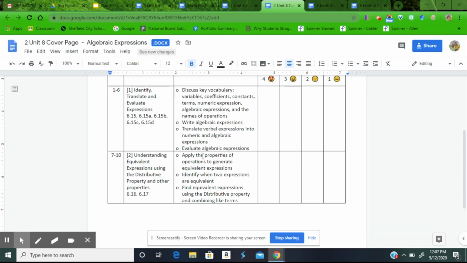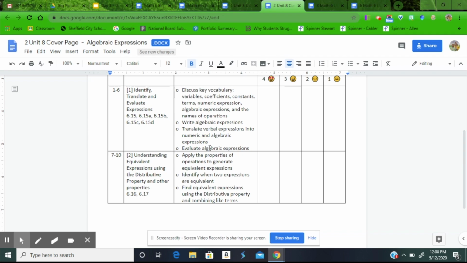So looking at Lesson 2, here are our I can statements for this lesson. I can apply the properties of operations to generate equivalent expressions. I can identify when 2 expressions are equivalent. And I can find equivalent expressions using the distributive property and combining like terms.